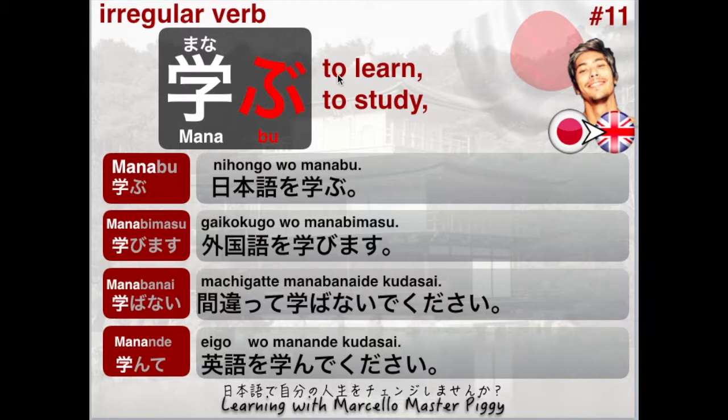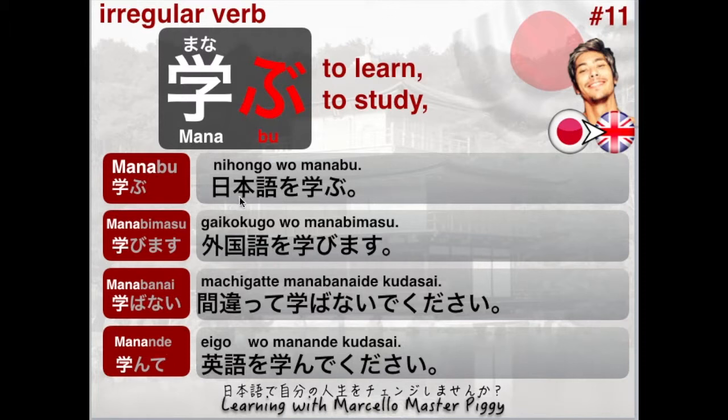For example, when you say I'm learning Japanese, we say nihongo benkyou suru, benkyou shiteiru. But manabu is something more like, for example, when you were studying economics at school or law or something like that, something more complicated. So maybe that's the nuance, but basically it means the same thing. And it's a irregular verb, so we're gonna be using ba bi bu be bo to make the other forms. So let's have a look then.